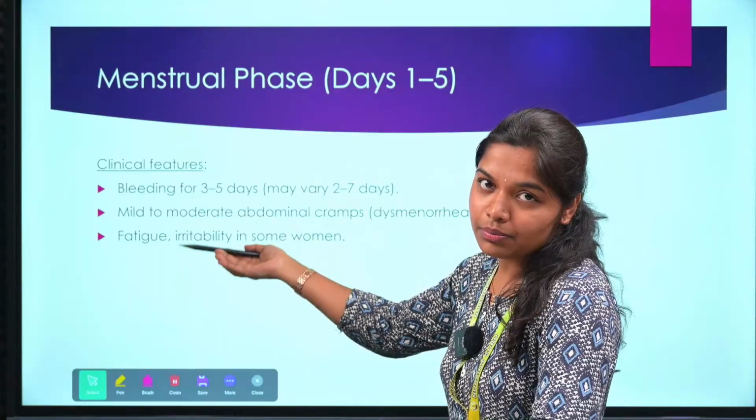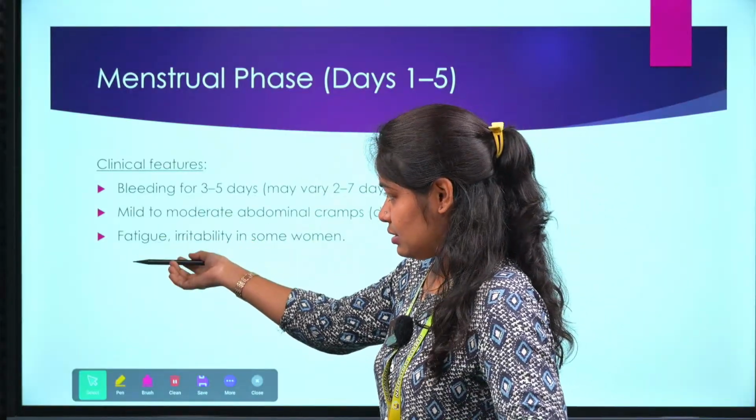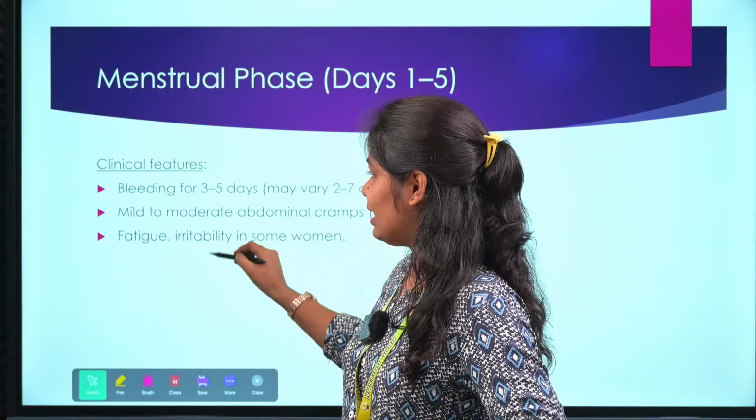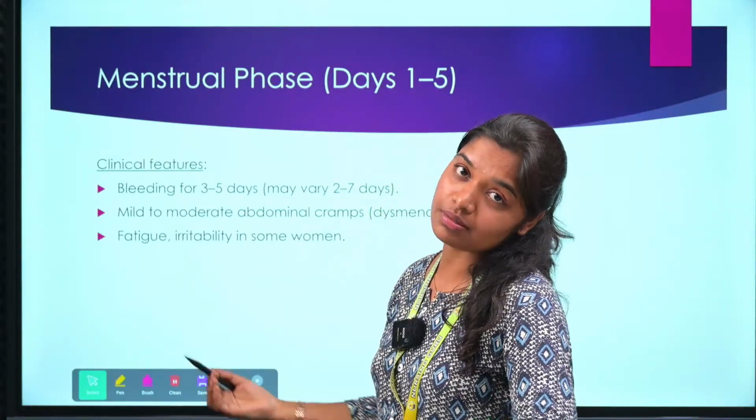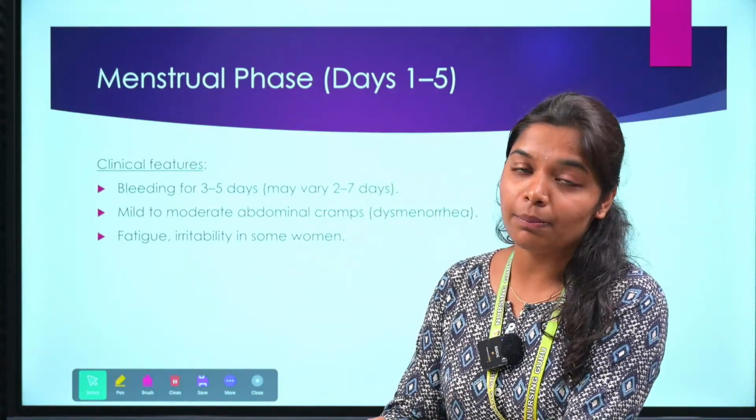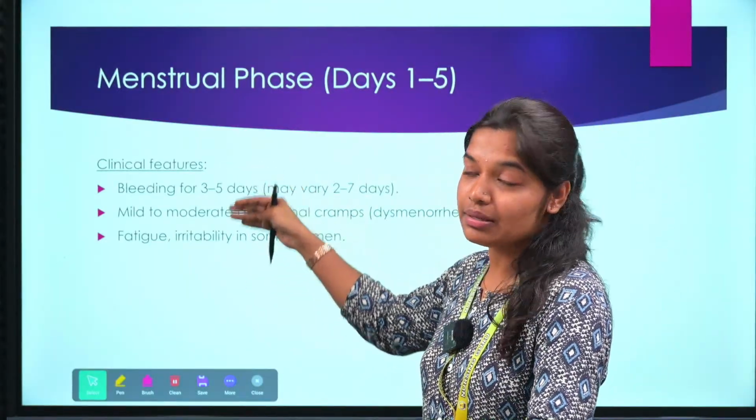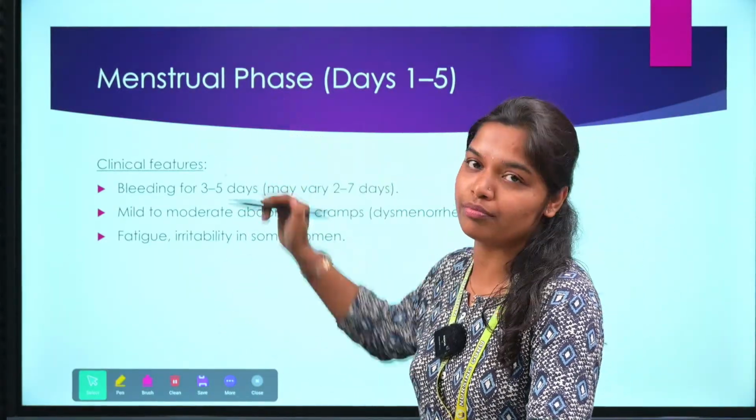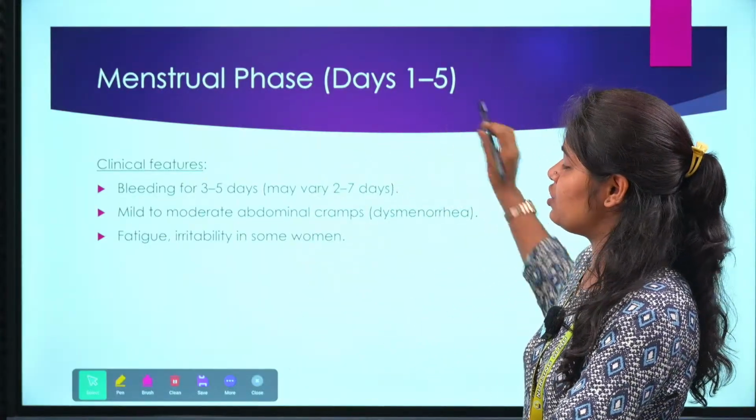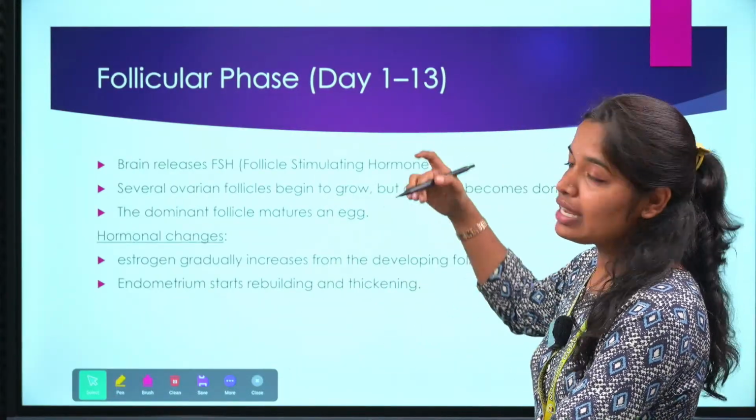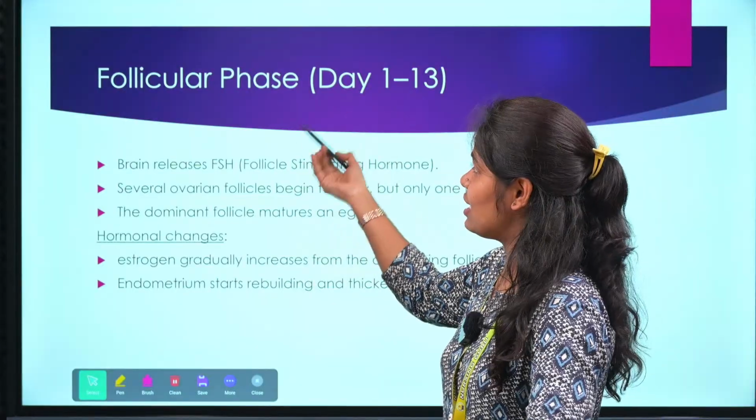Sometimes some women may have fatigue and irritability. Some women may have fever, body pain, and also vomiting. These are the clinical features or symptoms which occur in the phase of menstruation at day 1 to 5. Next phase is the follicular phase.